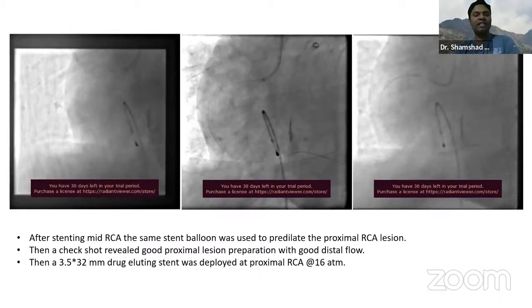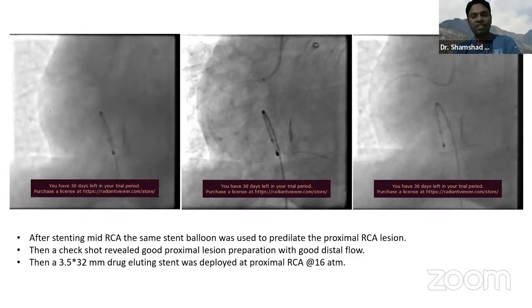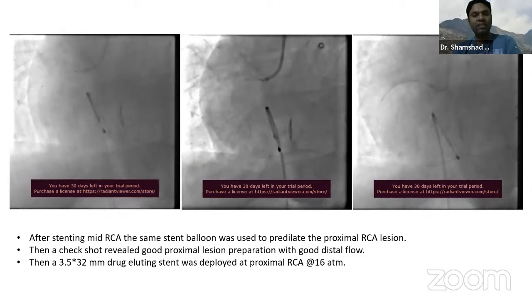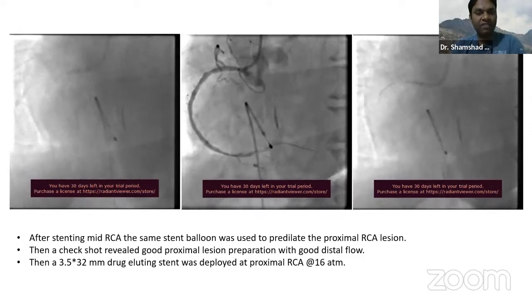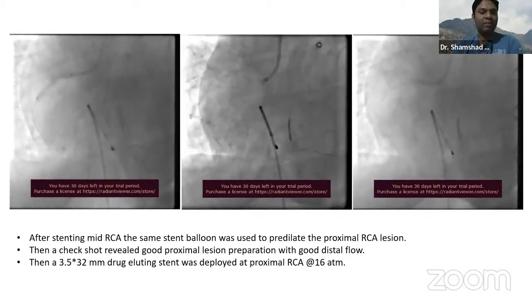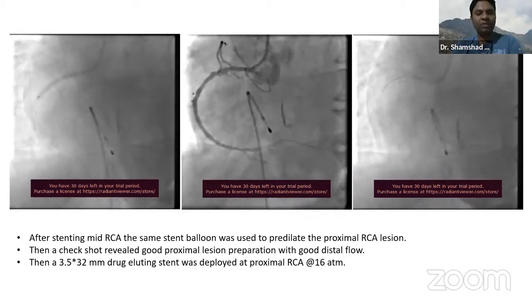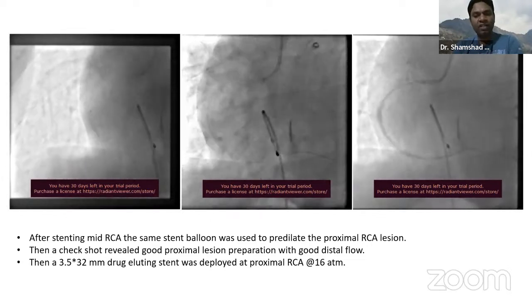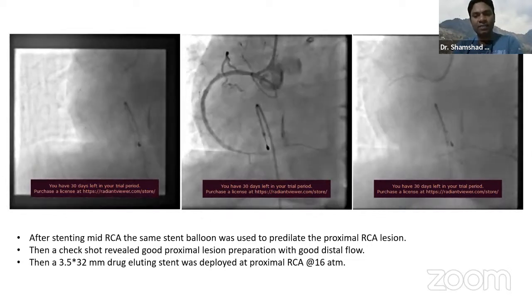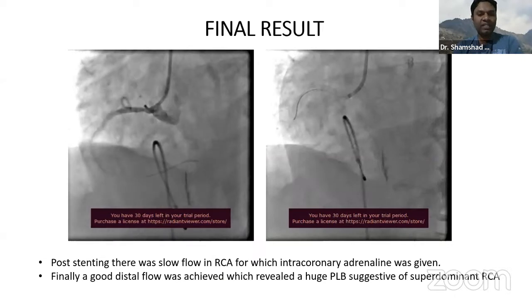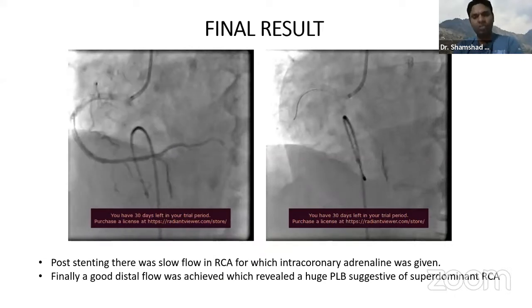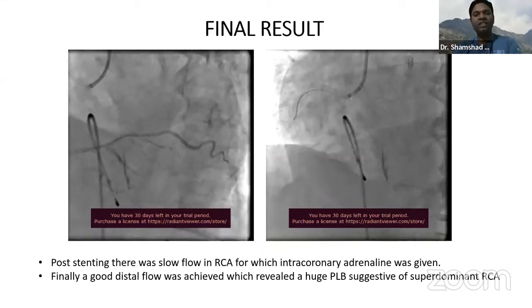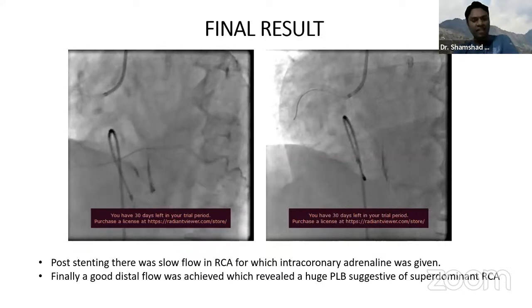Then after mid RCA stenting, the same stent balloon was used to prepare the proximal RCA lesion, and the check shot revealed good proximal lesion preparation with good distal flow. Then a proximal 3.5 x 32 mm drug-eluting stent was deployed in the proximal RCA at 16 atm. Post-stenting, there was slow flow in the RCA, for which we gave intracoronary adrenaline.